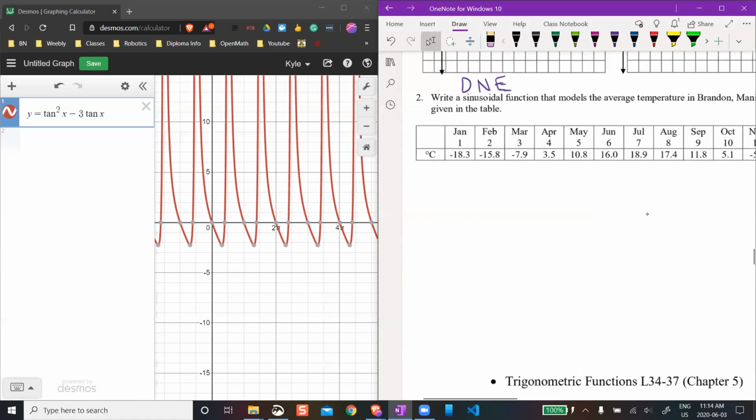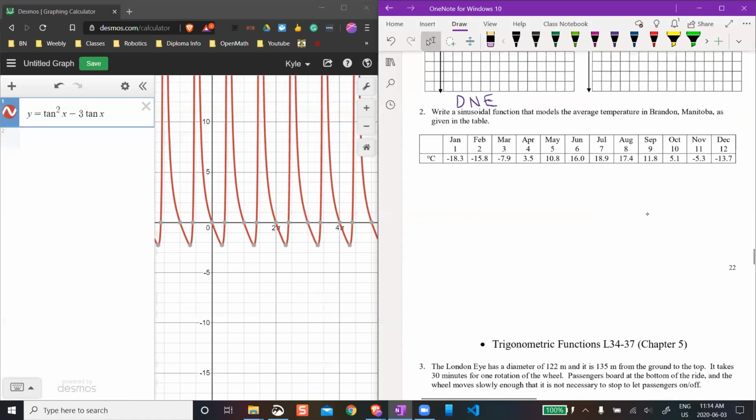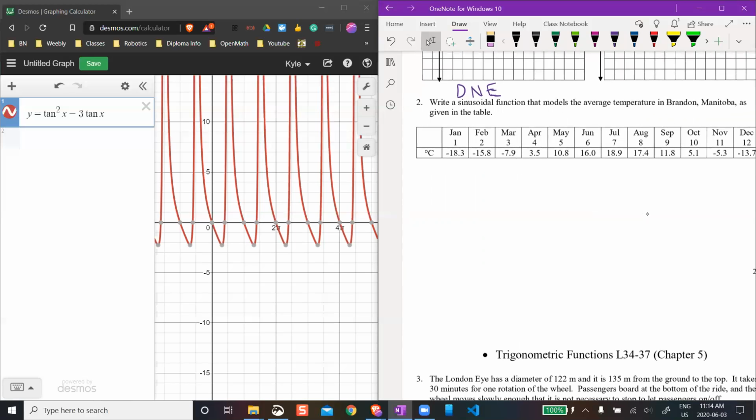Number 2 says write a sinusoidal function that models the average temperature in Brandon, Manitoba as given in the table. All right, so what are we looking at here? We've got a bunch of months across the top and a bunch of temperatures across the bottom. The months are going to be my x values, and the temperatures are going to be my y values. The temperature goes up, then down, then up, then down, right? So we've got a sine function or a cosine function, either one, a sinusoidal function.